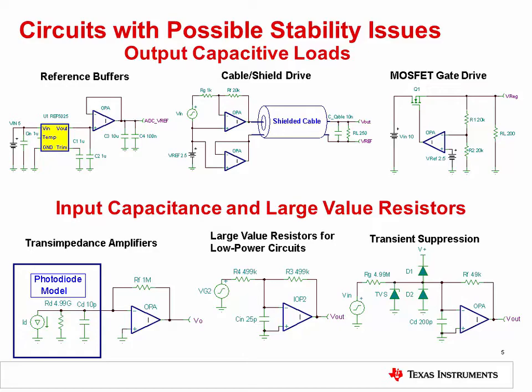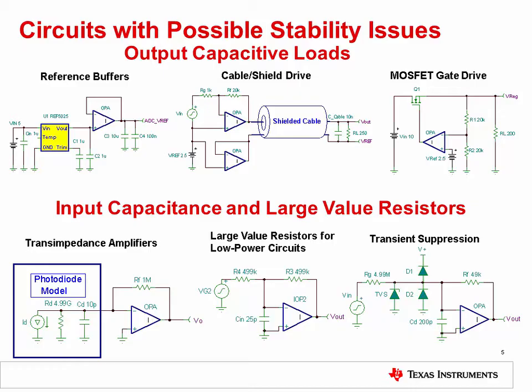The first and most common group of circuits are those that disturb the open-loop gain of the amplifier circuit by presenting a capacitive load either directly or due to parasitic elements on the output of the amplifier. Examples of these circuits include voltage reference buffers, cable shield drive circuits, and MOSFET drive circuits.